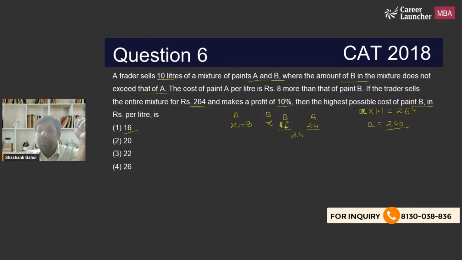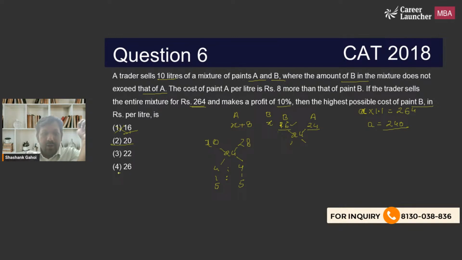Now, if I am mixing 16 and 24, my final average can never be equal to 24. If it is 24, it means the quantity of B is 0. So my answer can't be 16. Now if the cost of B is 20, then the cost of A is going to be 28, and the average is 24, so this comes out to be 4 is to 4, means the ratio comes out to be 1 is to 1, means in 10 liters B is 5 liters, A is also 5 liters. That is a feasible scenario, so 20 might be a possible answer.